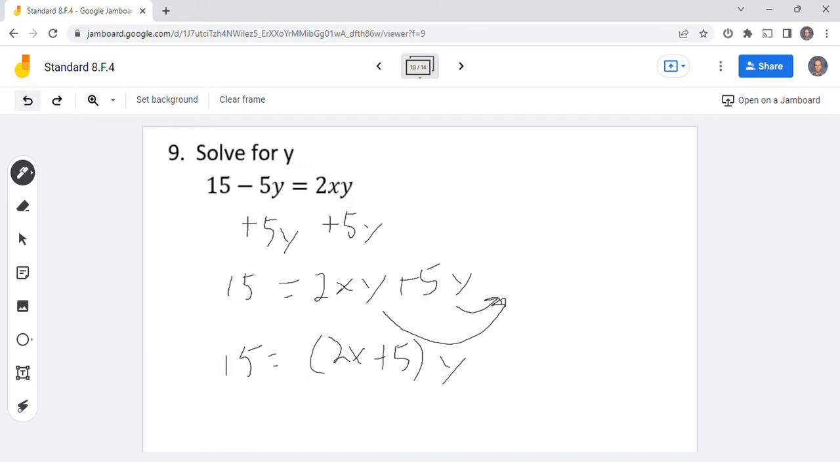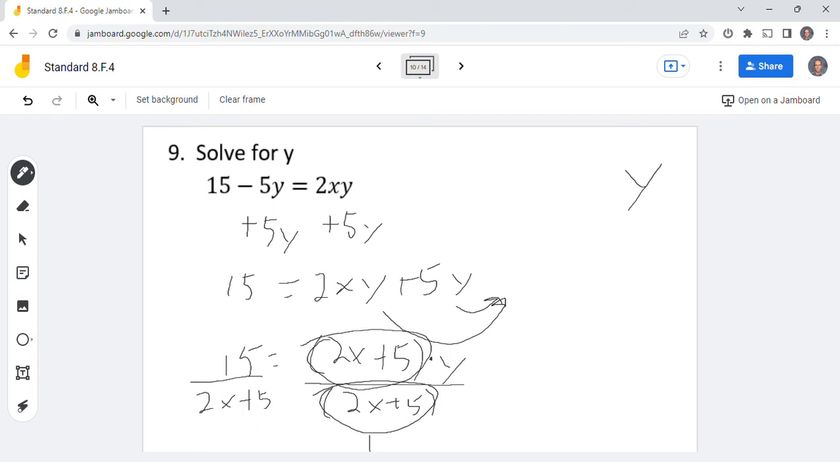Now I don't want to distribute it because our next step, we're going to undo this multiplication right there by dividing. We're going to divide by 2x plus 5, since that's all together in parentheses and being multiplied. We can do it to both sides and get rid of that whole piece all at once, because 2x plus 5 divided by itself ends up being 1, and it's gone. So that leaves us with y over on the right hand side, and on the left hand side we have 15 divided by 2x plus 5. And the y is now by itself, so we are finished.